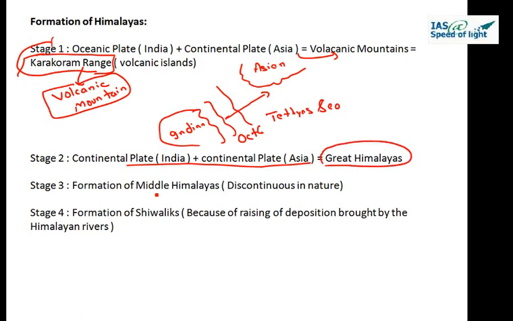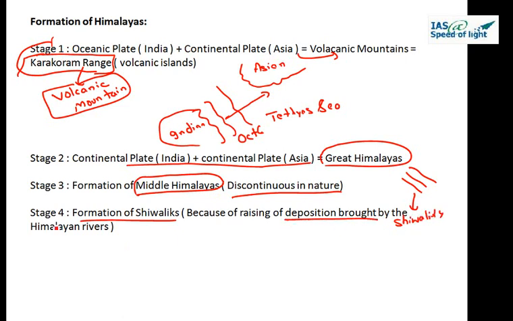Then in the next stage we saw again the formation of the Middle Himalayas, because the convergence pressure was heavy. The Middle Himalayas are discontinuous in nature. And then finally we saw the formation of the Shivaliks. So there are three layers: the Great Himalayas, the Middle Himalayas, and the last, the Shivaliks. These Shivaliks were formed because of the rising deposition brought by the Himalayan rivers at that time. So this is the formation of the three layers of the Himalayas.